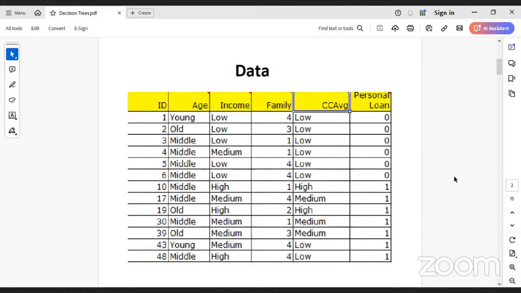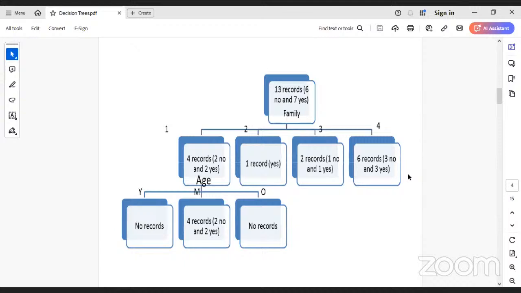So even if you split further, another attribute might come, because family is done and age is done. We are left with ID, income, and CC average. It might choose one more attribute and it will split. That is how it works. At some point you will achieve the stage of leaf. But again, achieving a stage of leaf is a very dangerous condition. Why? I will try to explain when we move further.